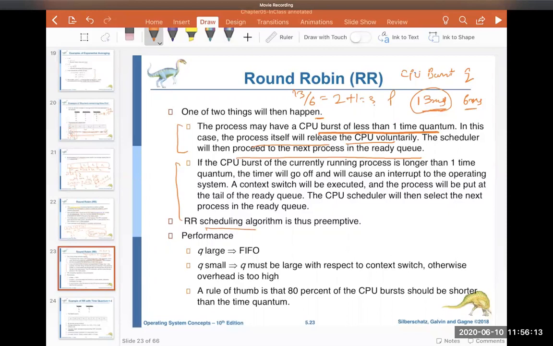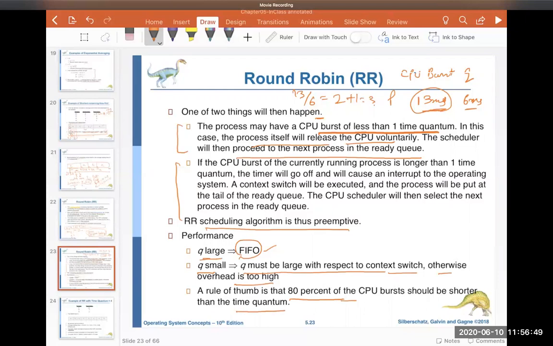So RR scheduling is preemptive, and its performance depends on the quantum size. If Q, the time quantum, is very large, then your algorithm would become FIFO, first in, first out. And if it is small, then the overhead of context switching may be too high. So the rule of thumb, whenever we decide on an optimal size of Q, is that 80% of CPU bursts should be shorter than the time quantum.